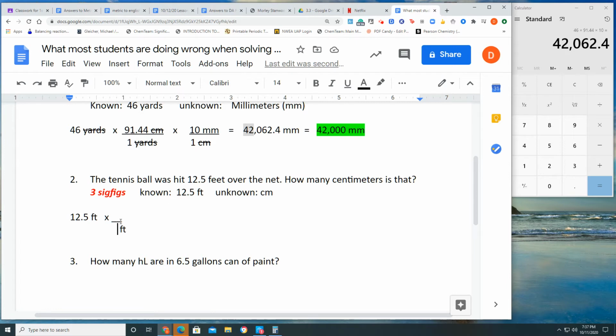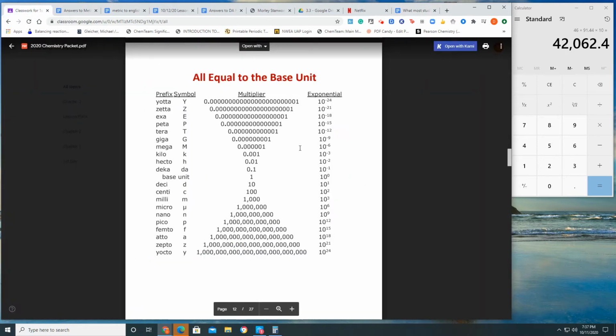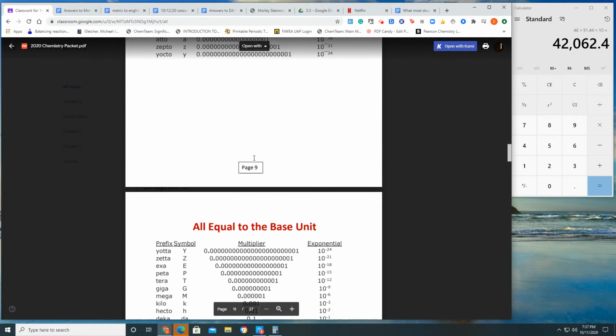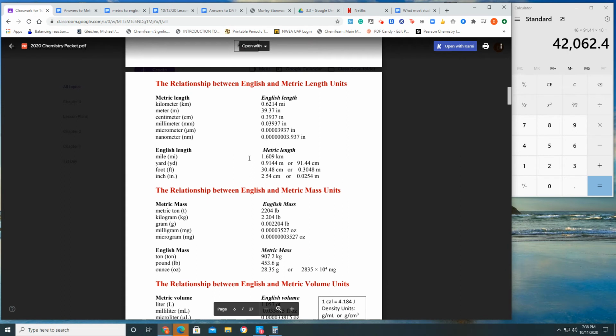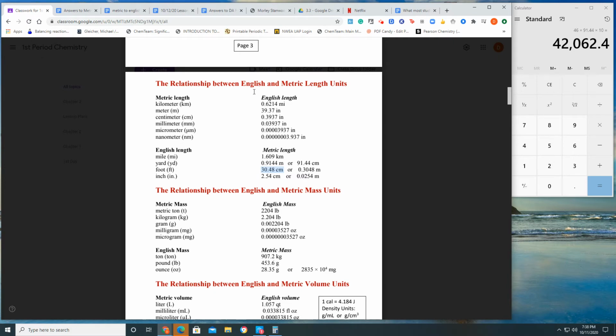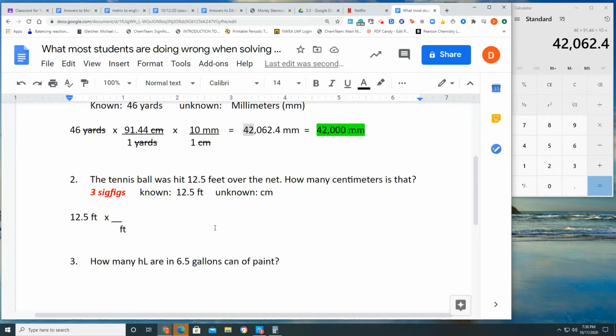So we're going to look and see if we can go to something else in the metric system. So we're going to go to our packet. We'll scroll back up to our conversion area, and we're going to go feet. And right there is centimeters, 30.48 centimeters. Well, that's what we needed to go to, right? To centimeters? Yep, to centimeters. So we're going to say 1 foot is 30.48 centimeters. Now let's double check.